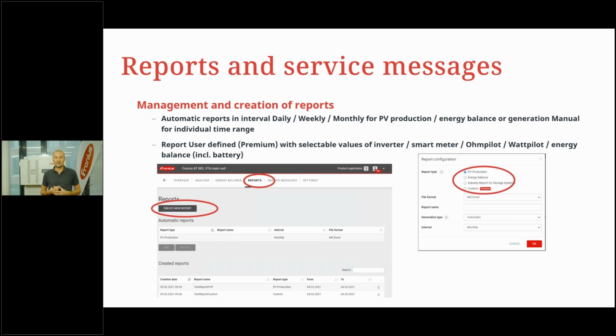Next part are the reports. So back again on the first page, you will see here the reporting. Here we are creating reports, daily, weekly, monthly, whatever you like. And we send out these reports according to your settings. For example, you would like to see the PV production from the whole month in an Excel file. You can send this data to your email address, and then you will see what's going on. The same can be done with the energy balance and some more, and customized as well as a premium service.